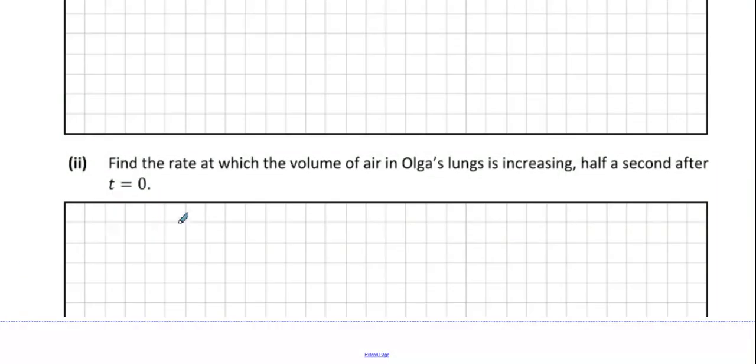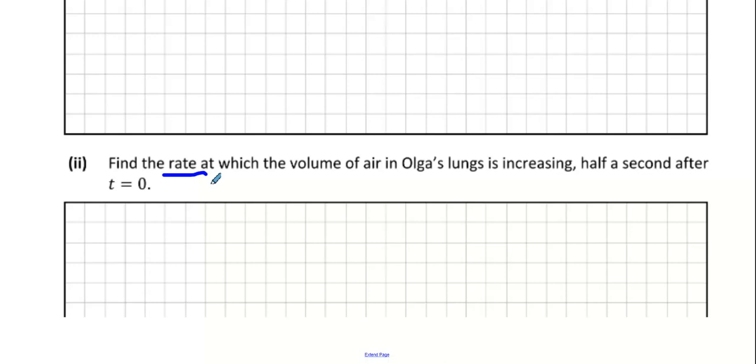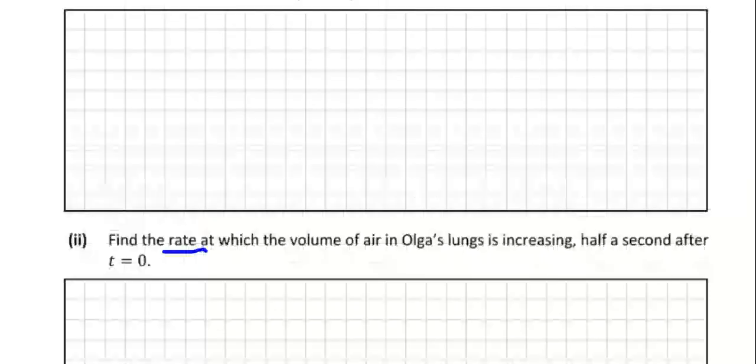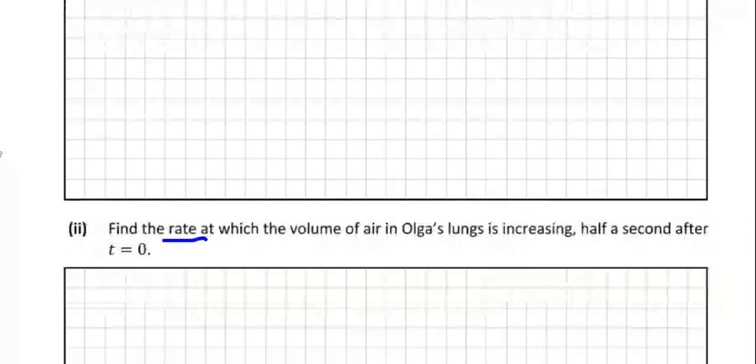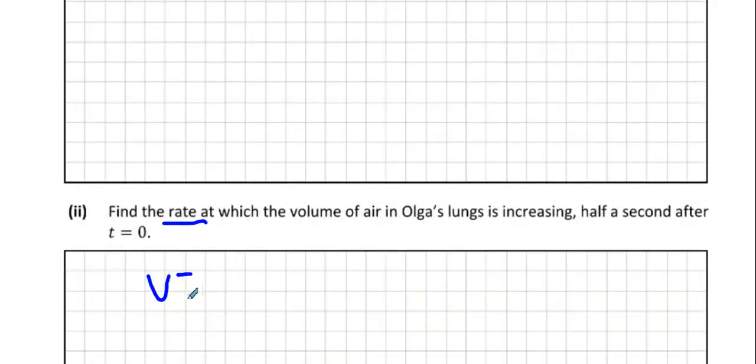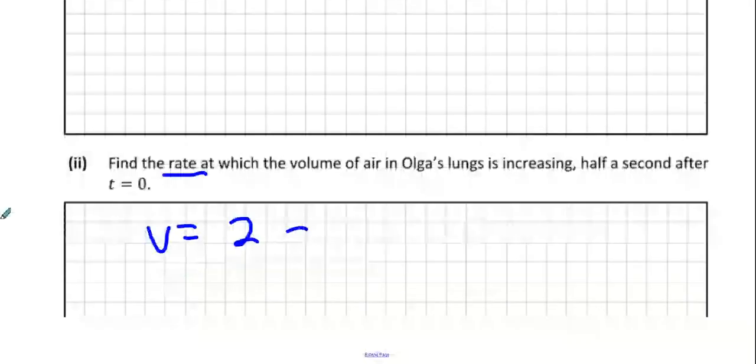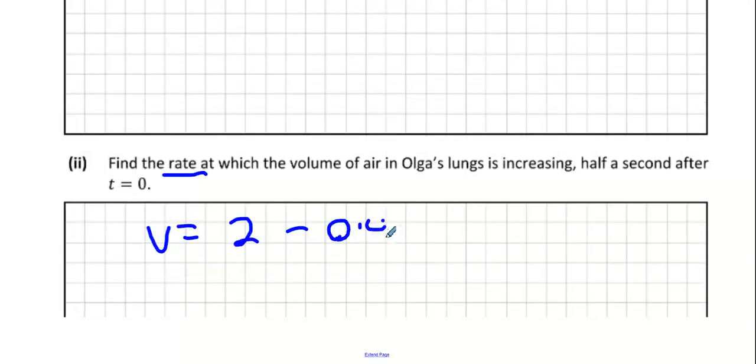Part 2. What does rate mean? Keyword rate. Slope. Slope means first derivative. So I'm going to have to get this formula and differentiate it. So it's V equals 2 minus 0.4 cos pi over 2 t.